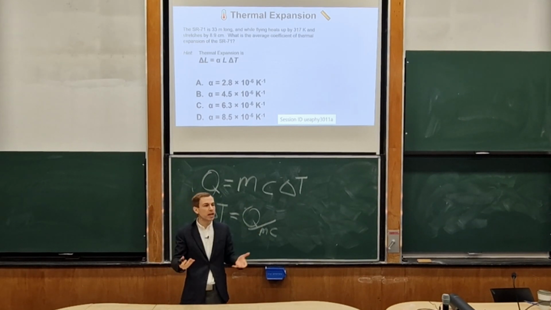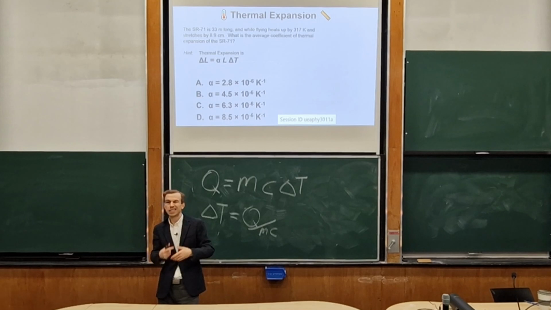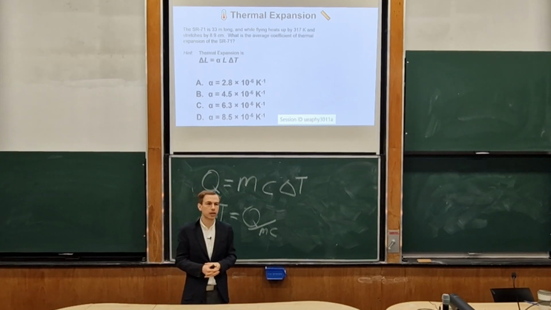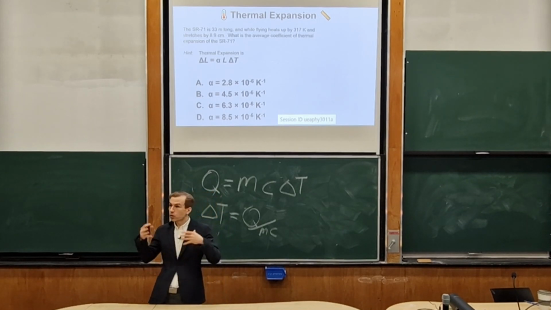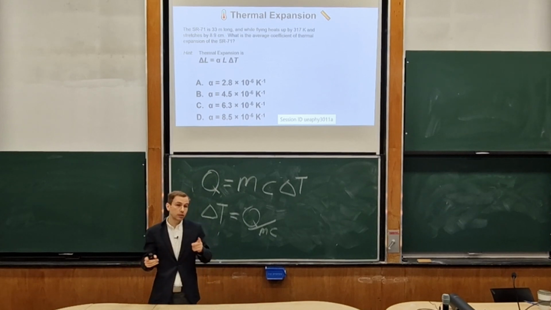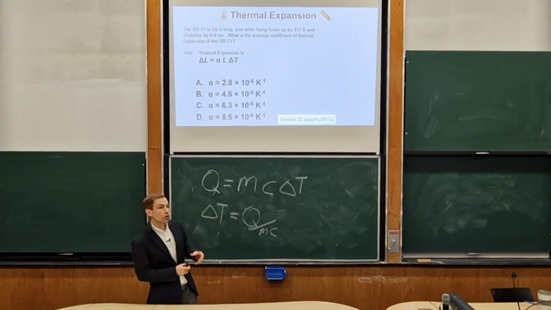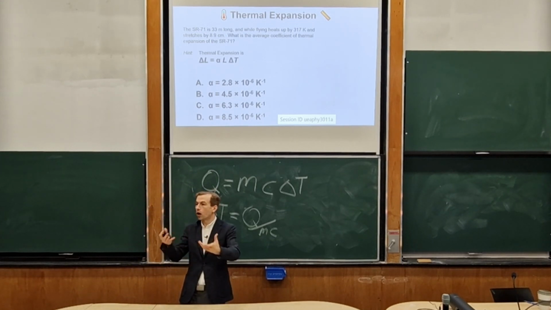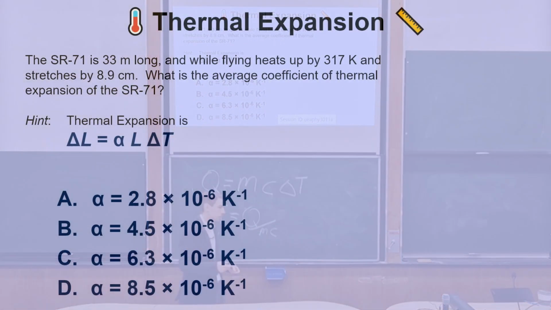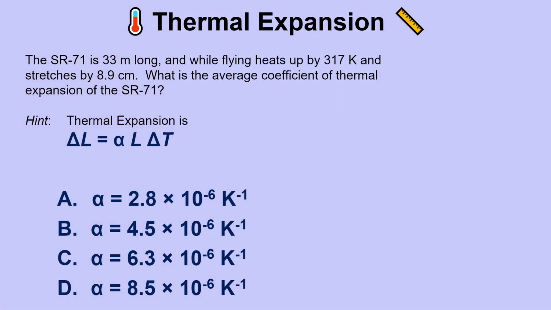Remember, that's the same change in temperature as 317 Celsius. So the aircraft really did heat up a lot there. So let's use these values. Let's see what we get for the coefficient of thermal expansion for our Blackbird. With this one, just watch out for the units, because remember, the length of the plane is measured in meters, and the length of our change is measured in centimeters. So we just need to be consistent with that.